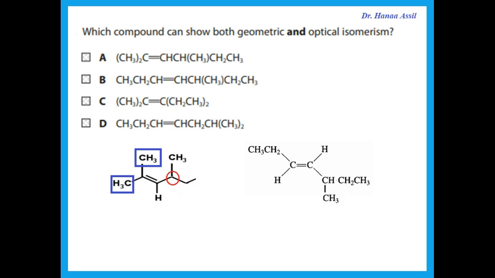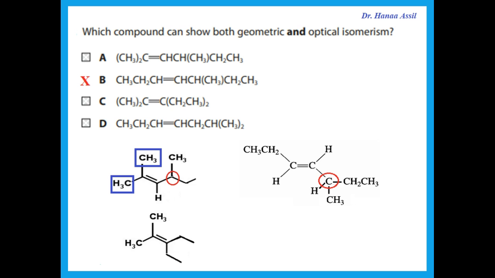What about this one? This one has the double bond with 2 carbons on the double bond, each of them bonded to a different group. So this will give me a geometric isomer. Now, will it give an optical isomer? Yes, it has a chiral center in which the carbon is bonded to 4 different groups. So this is my answer. This will have geometric and optical isomers. The others will not give geometric, and they will not have optical because there is no chiral center. So my answer is B. Do we understand how to choose?